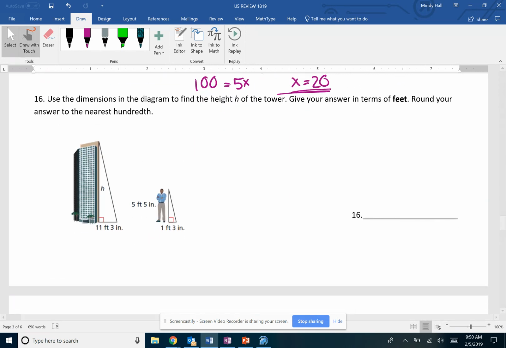All right, sorry for all the coffee. So we need to use the dimensions in the diagram to find the height h of the tower, and we need to give our answer in terms of feet. So we're going to round our answer to the nearest hundredth.